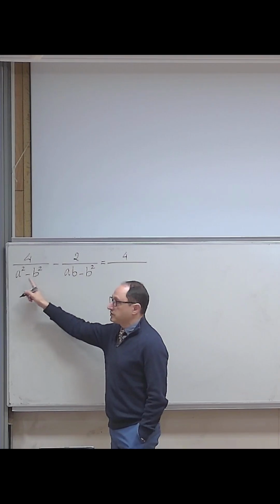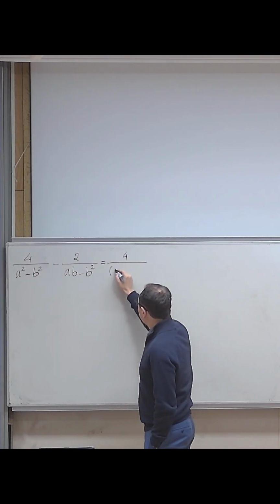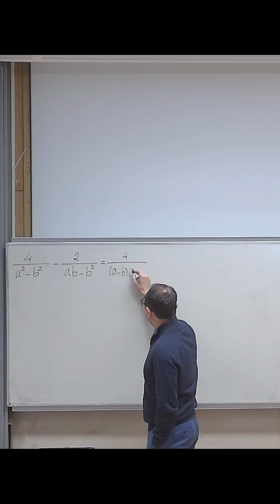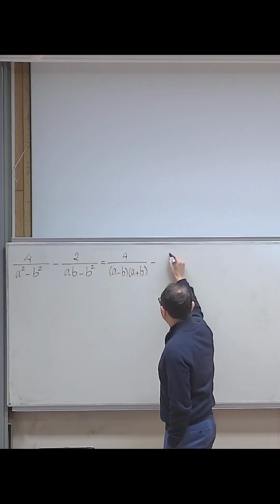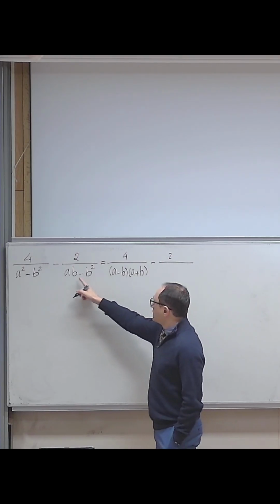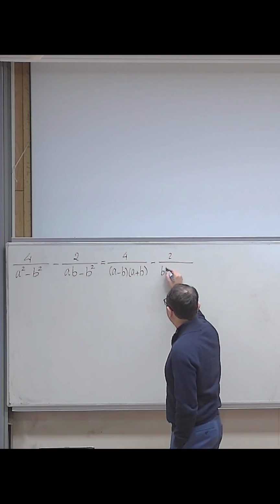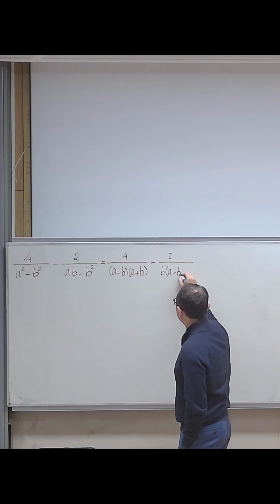This is the famous conjugate pattern. So I factorize it as a minus b times a plus b. And here minus, I have 2 over. To factorize this, it is just enough to factor ab out, so it becomes a minus b.